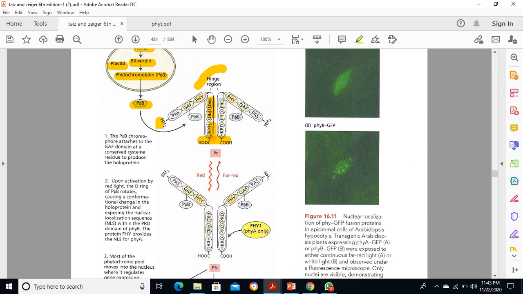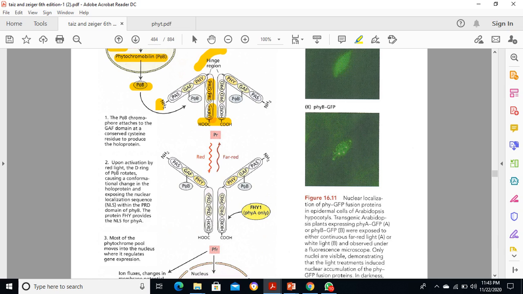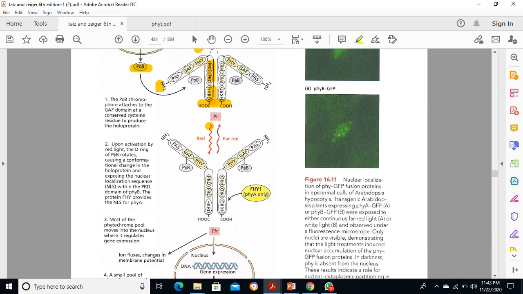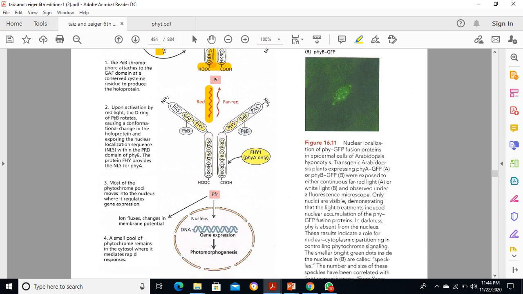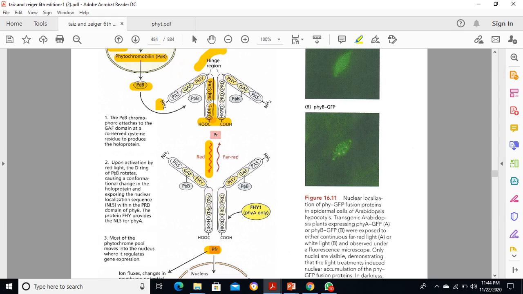Okay, I said earlier also, the phytochromes are active in PFR form. In PR form they are inactive. So this is an inactive form. When they get red light, or when they absorb red light, they are converted into PFR form. Okay, so what is happening is that in the PR inactive form, they have an NLS signal in the PRD domain, and this PRD domain is getting masked.